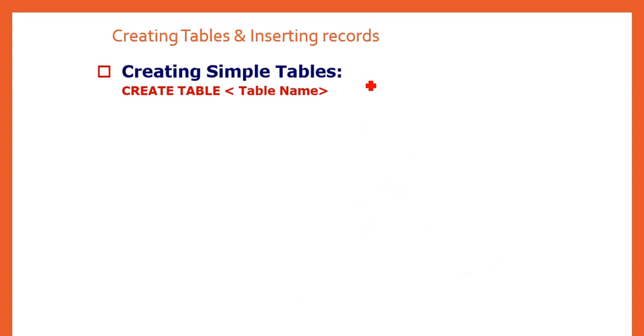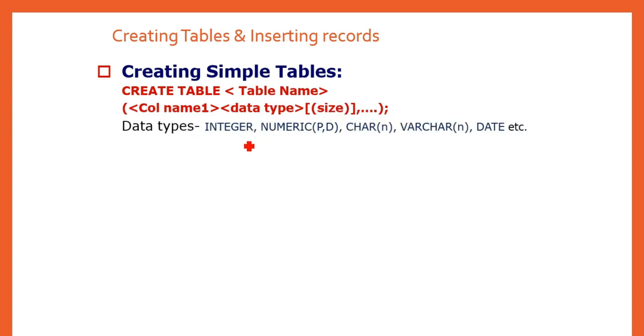Now the next is creating the tables and inserting the record. For this we create a simple table. To create the table, what do we do? Create table name, then column name, data type, size. This data type can be integer, as we know, numeric, char, varchar, or date. As per the requirement, we can put any of the data types, and at the last we'll close the bracket and put a semicolon. You can refer to your copy also, it is given in your copy.